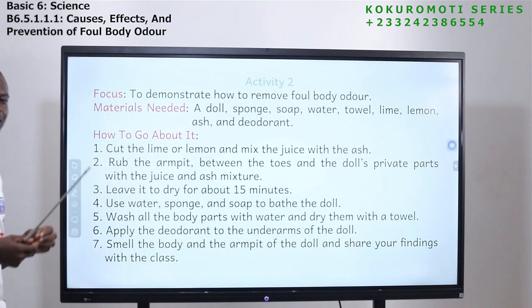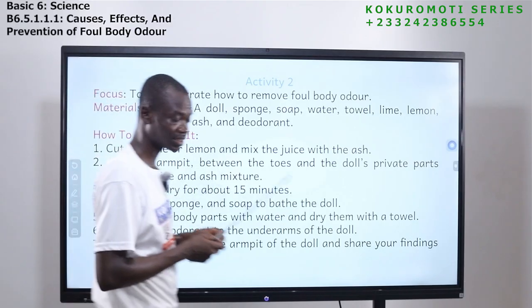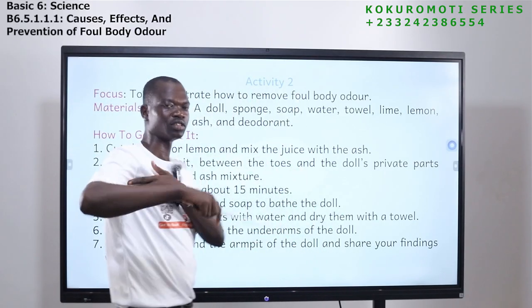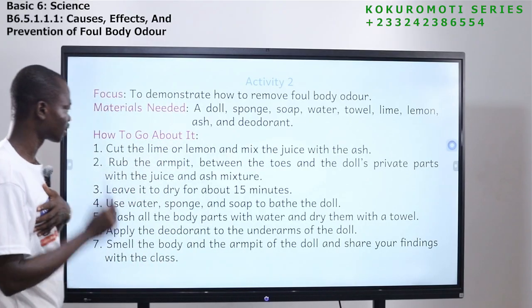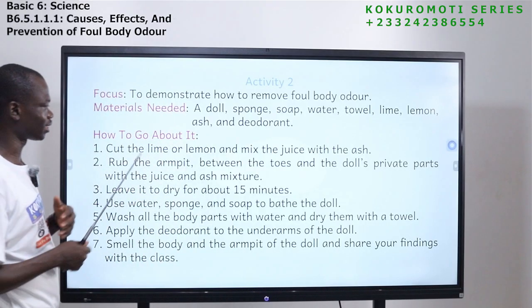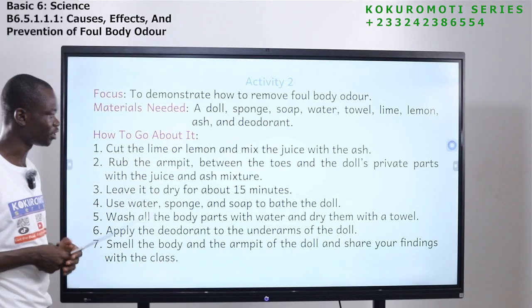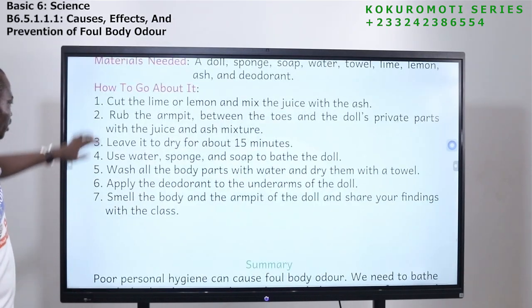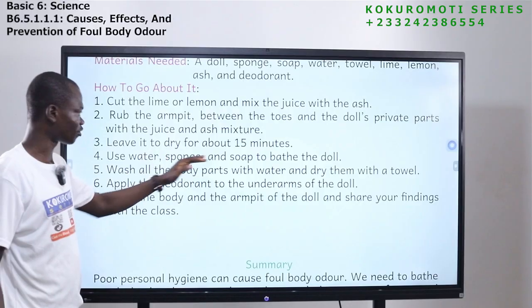So after you have mixed the juice and the ash, you have a mixture. So you rub it at your armpit, in between your toes, and then the private parts. In this case, we are using a dough, so that is what we are using. Now, the next one, leave it to dry for about 15 minutes.